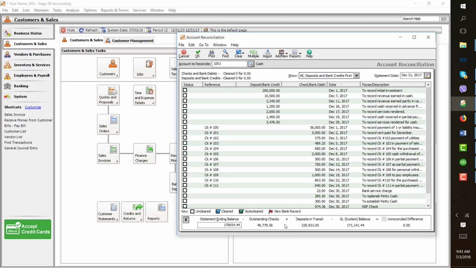Moving along, looking at the bank statement given in this chapter, you are to compare the deposits and other credits from the bank statement with the deposit/bank credit column, and click to mark with a check under the status column on the far left of the screen. Only the amounts showing in the bank statement.